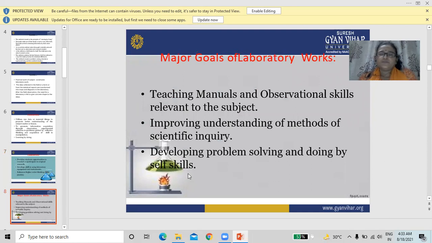Now we will discuss major goals of laboratory work. Teaching manual and observation skills relevant to the subject, improving understanding of methods of scientific inquiry, developing problem solving and doing by the self skills.